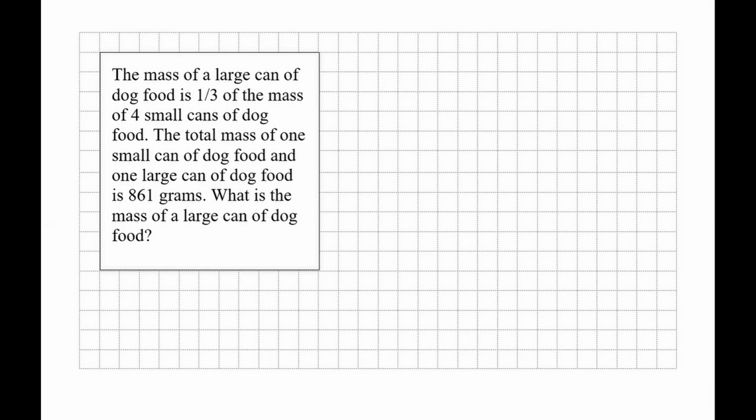So basically, I'm going to do this problem visually. And in order to do it visually, I'm going to first draw 4 small cans of dog food. Now, since I have to find 1/3 of that, it's a good choice to draw each small can as a group of 3 equal units. So let's do that.